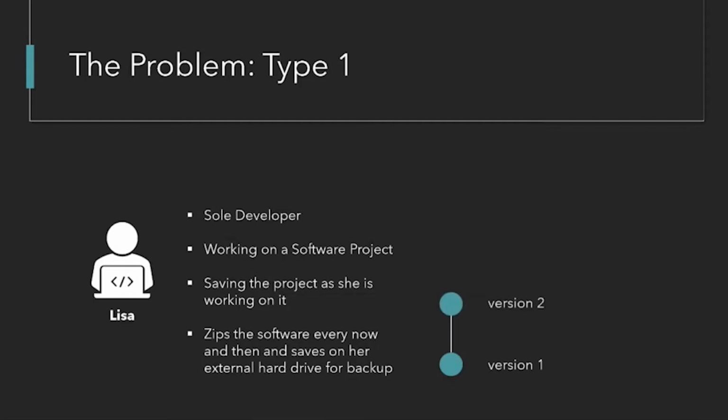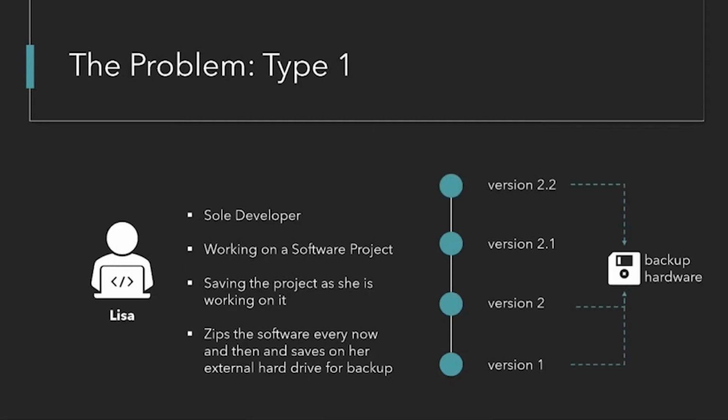Just as an example, say she first had a version 1, then a version 2, then a version 2.1, and then a version 2.2, right? While doing that, she took very big backups of these versions to her external hard drive by zip. But she didn't take the backup for 2.1 because she considered that it's not that significant of a change. But 2.2 was a very significant change.